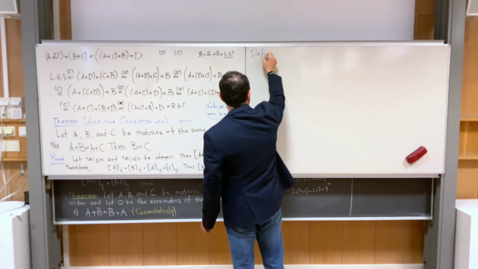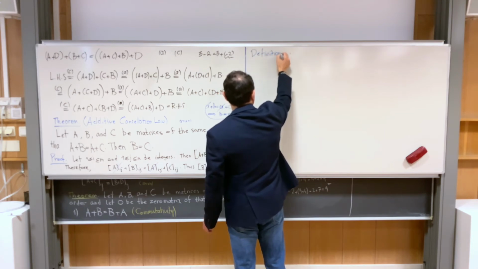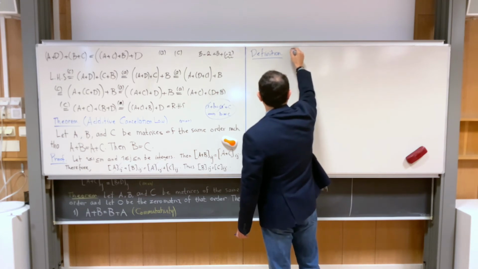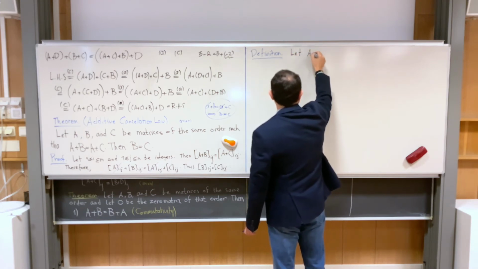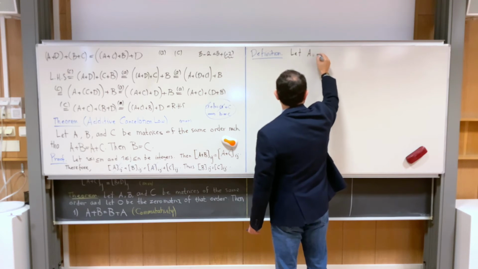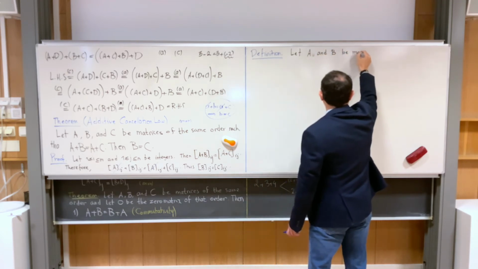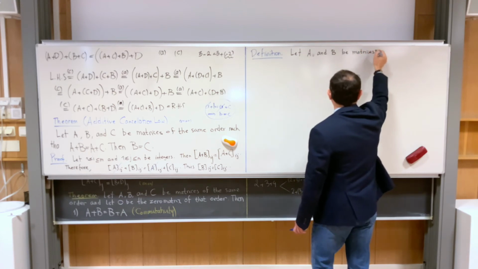So definition. Let A, so let me write it in this form. Let A and B be matrices of the same order.